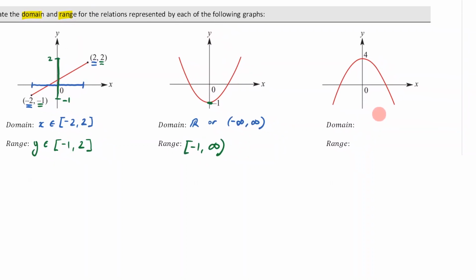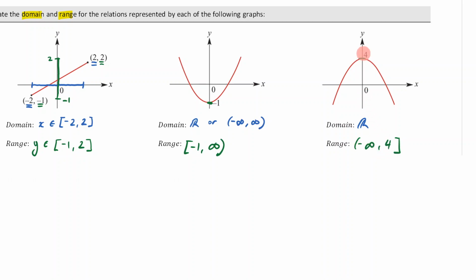Now we come to the next one here. My domain of this, hopefully you can see, just goes on forever in both directions. So that means the domain is going to be all real numbers. And then what is my range going to be? Well, hopefully you can see this, it's -infinity, right? Because it just keeps going down forever. So it's -infinity, and then it stops at 4. I'm going to put a square bracket there because we're going to include it. So from -infinity to 4.